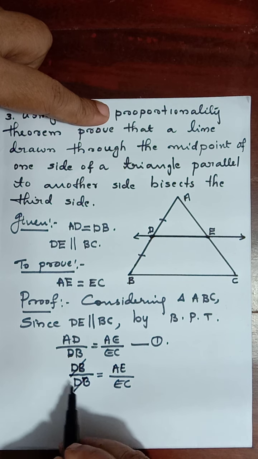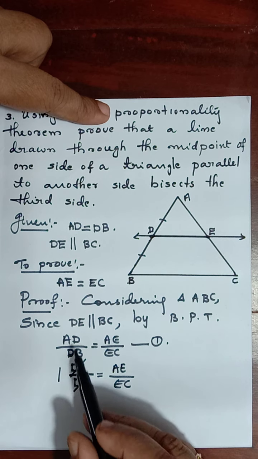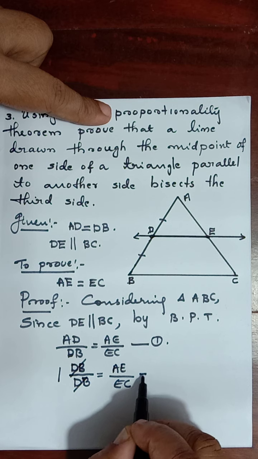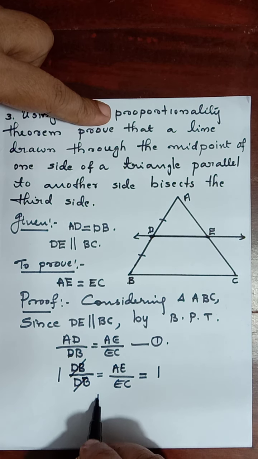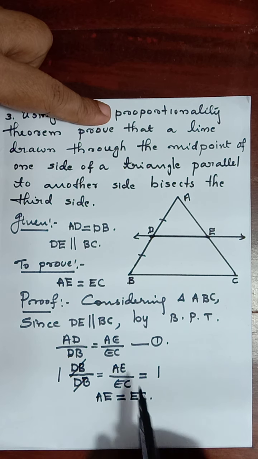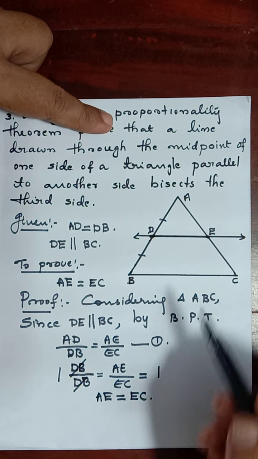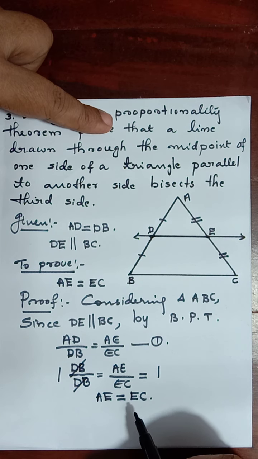What does this equal? Isn't it equal to 1? DB by DB is equal to 1. So if they are equal, cancelling the same, you are getting it equal to 1. So can you cross multiply and say that AE equal to EC? AE by EC equal to 1 means AE is equal to EC. That means AE equal to EC we have proved now.